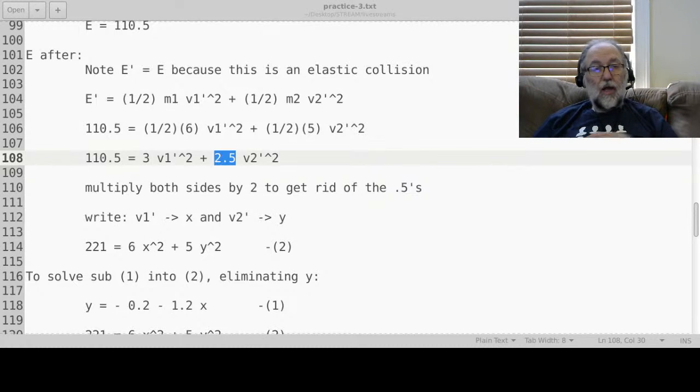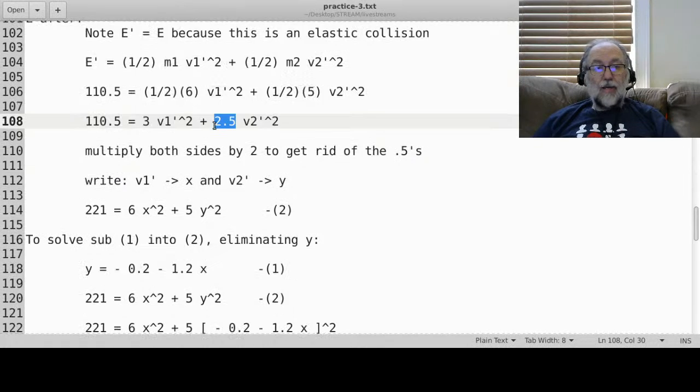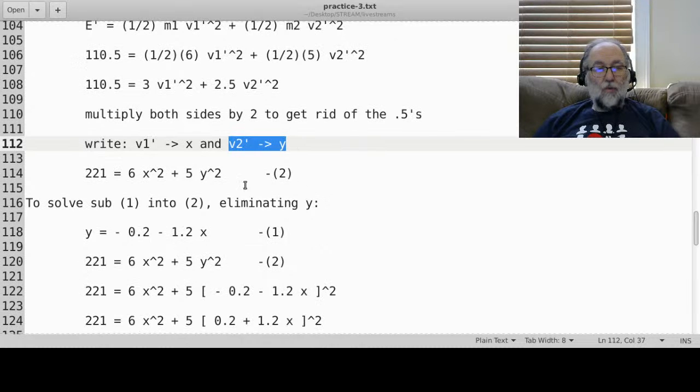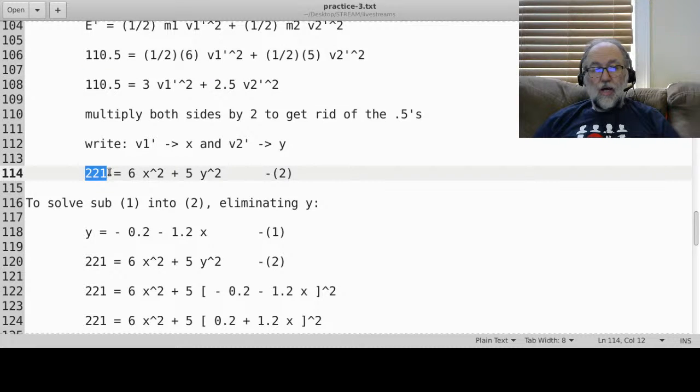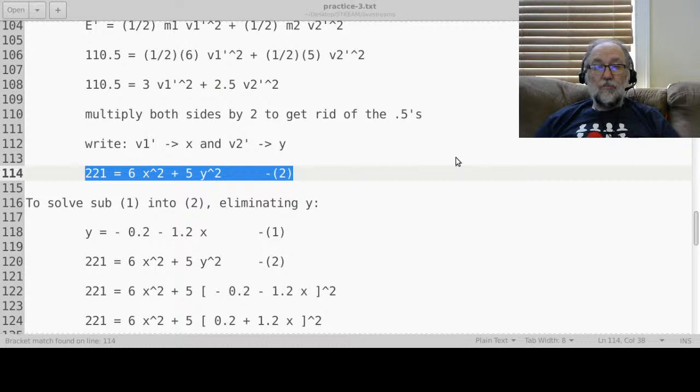Nothing mysterious. And again, I just renamed v1 primed x and I renamed v2 primed y. And then I get this equation here. So you can see here I had 110.5. Multiply that by 2, it's 221. The 3, that's 6. And the 2.5, twice that is 5. And you can see that I got rid of that 0.5 and that 0.5 just for convenience. And so there is my equation number 2.